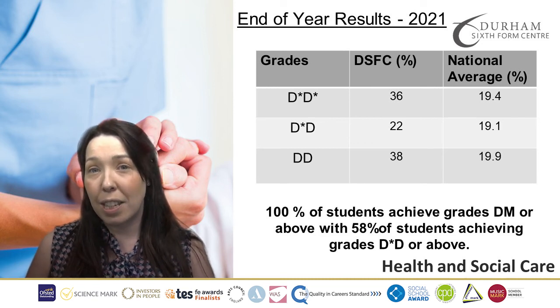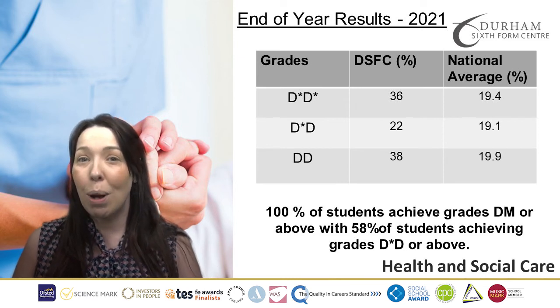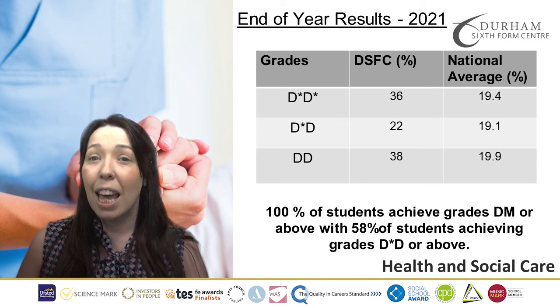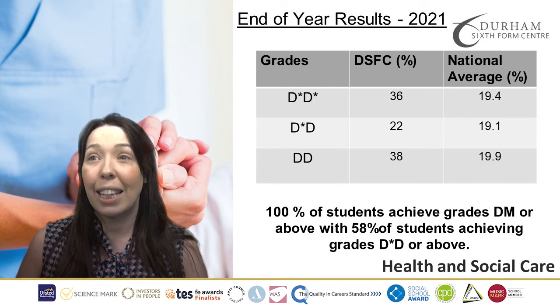And as you can see in the table, 36% of those students go on to achieve D star, 22% of those students achieve D star D, and 38% achieve DD. And compared to the national averages as shown in the table, it's higher.